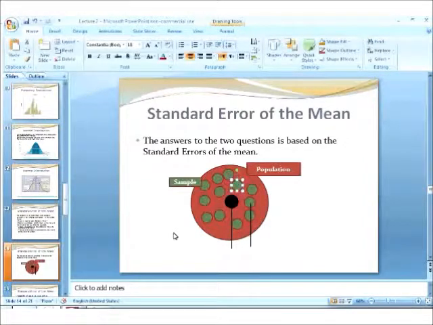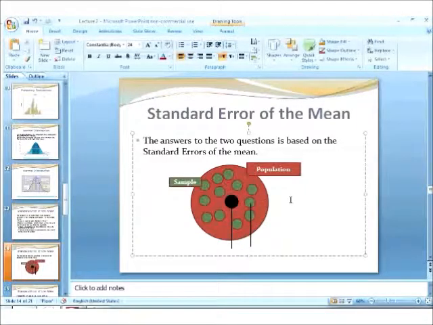I plot the distribution of the mean of those samples, and then I compute the standard deviation. So the standard deviation of the means of these sample data sets from the mean of the population is called the standard error of the mean. Clear?